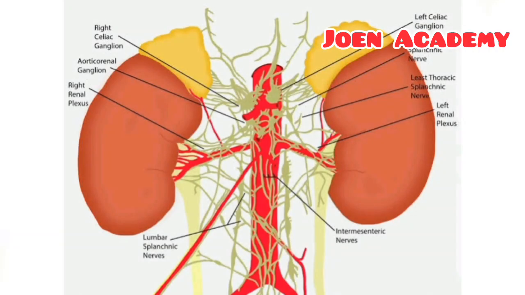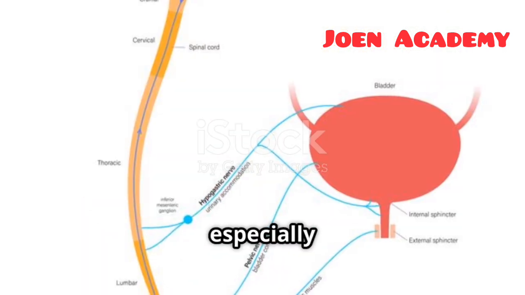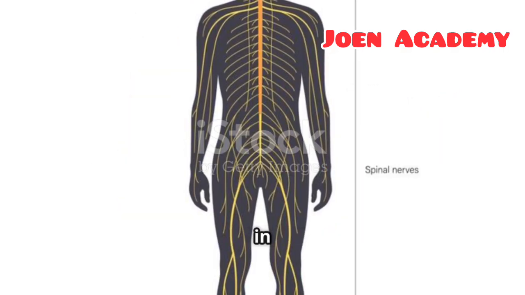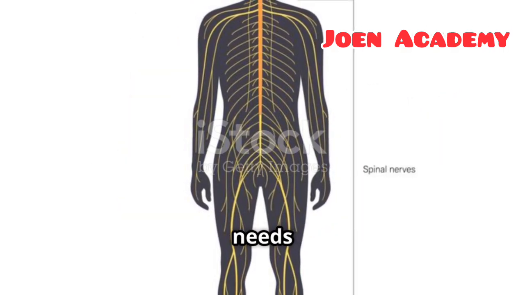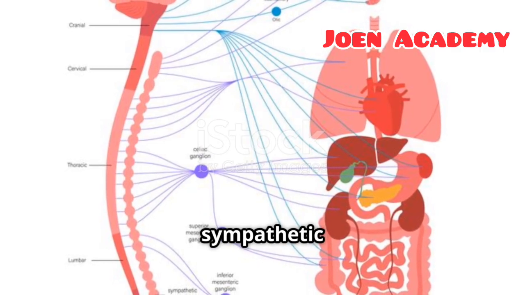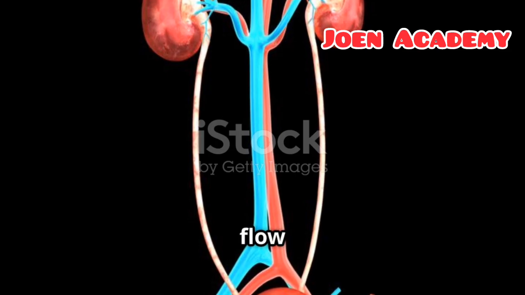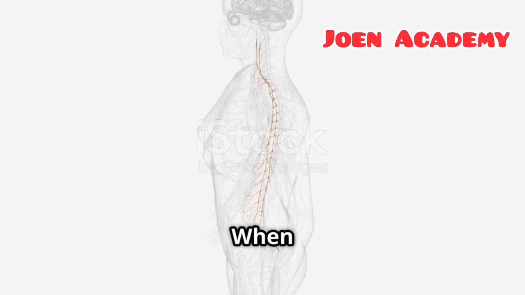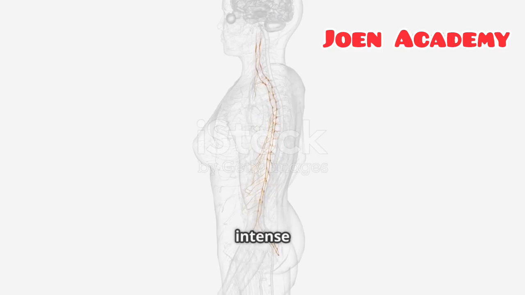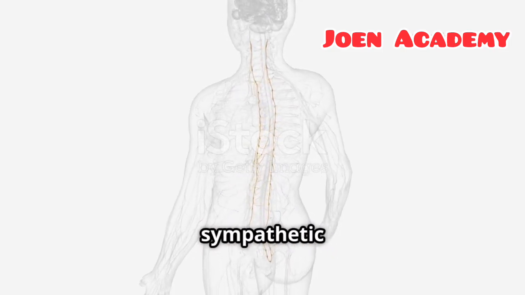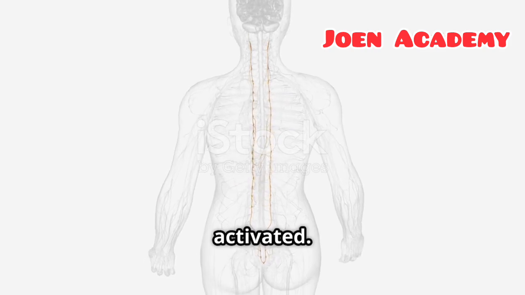You can think of these nerves as the communication lines that allow the central nervous system, especially the brain, to influence and regulate kidney function in response to the body's overall needs and environmental stresses. The primary role of these sympathetic nerves is to regulate renal blood flow and, as a result, the rate of urine formation. When the body is under stress, like during intense exercise or in a so-called fight or flight situation, the sympathetic nervous system is activated.